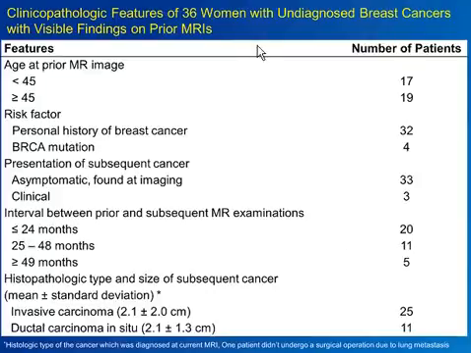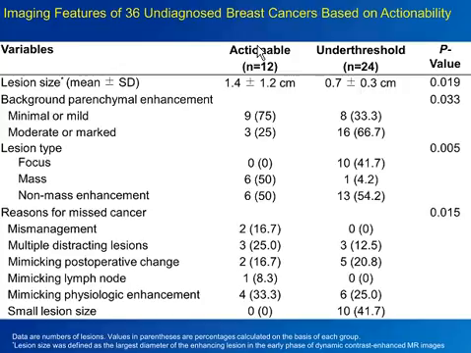This table shows the clinicopathologic features of 36 women with undiagnosed breast cancers with visible findings on prior MR images. Of the 36 visible findings, 12 lesions were determined to be actionable and 24 lesions were under-threshold findings. All focus lesions and most of the non-mass enhancement lesions were classified as under-threshold. The mean lesion size of the under-threshold group, consisting of all focus lesions, was smaller than the actionable group.